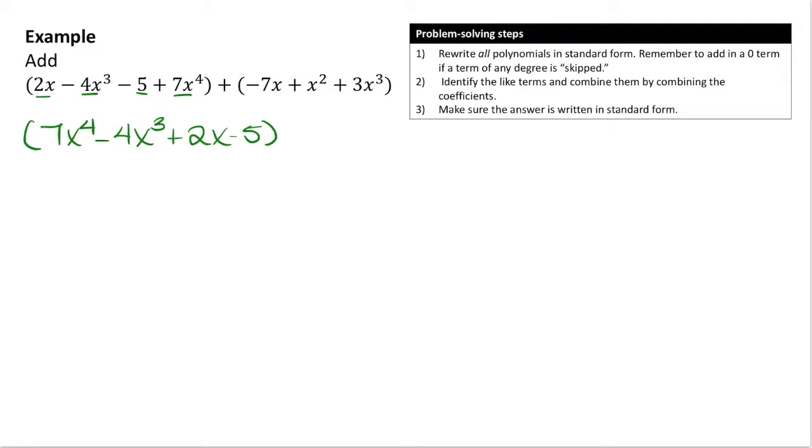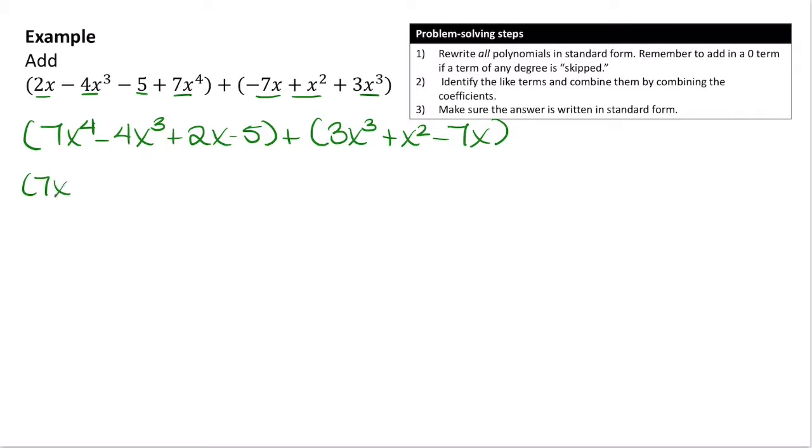Okay. Now let's rewrite the second polynomial. So we have 3x cubed, which is our highest degree term. And then plus x squared. And then minus 7x. Okay, so now let's make sure we didn't skip any terms. So this one went 4, 3, and then, oh, we're missing a 2 term. So let's go ahead and add that in.